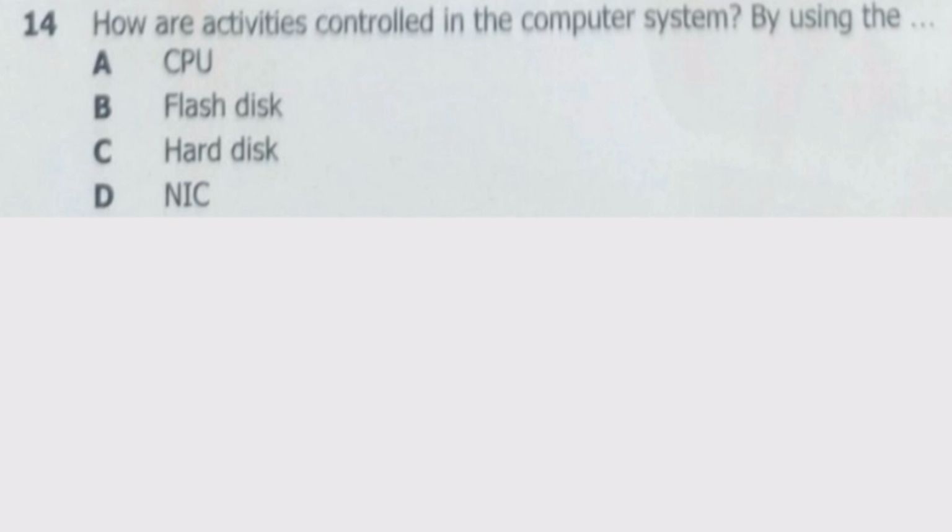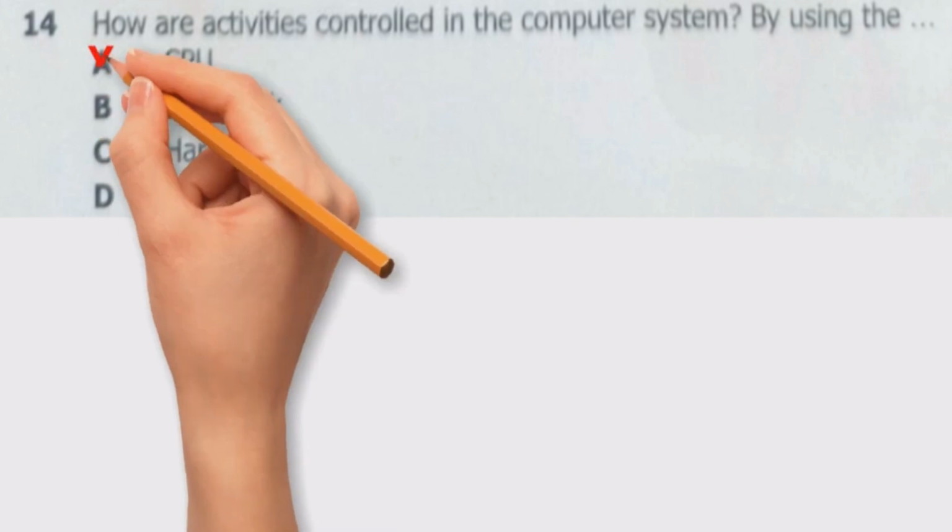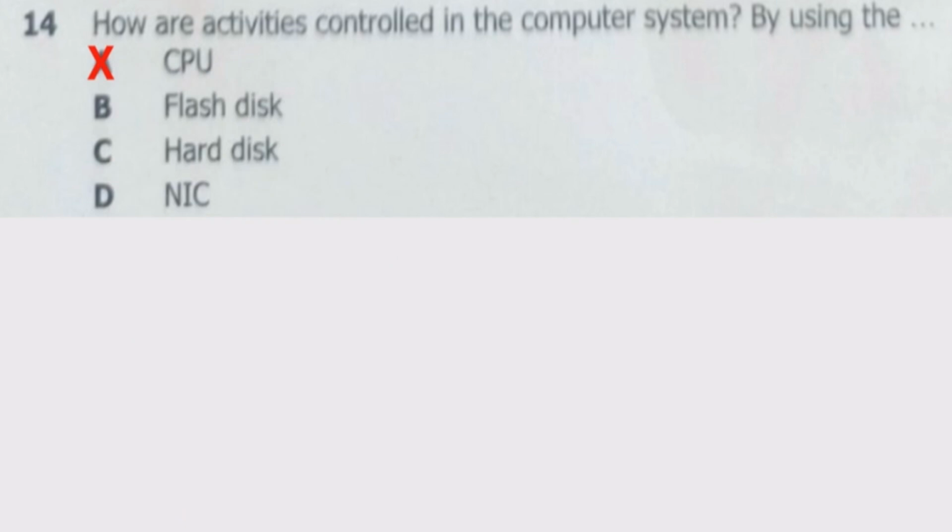Question 14 is as follows. How are activities controlled in the computer system? By using the A. CPU, B. Flash disk, C. Hard disk, D. NIC. The correct answer is A, CPU. By using the CPU.